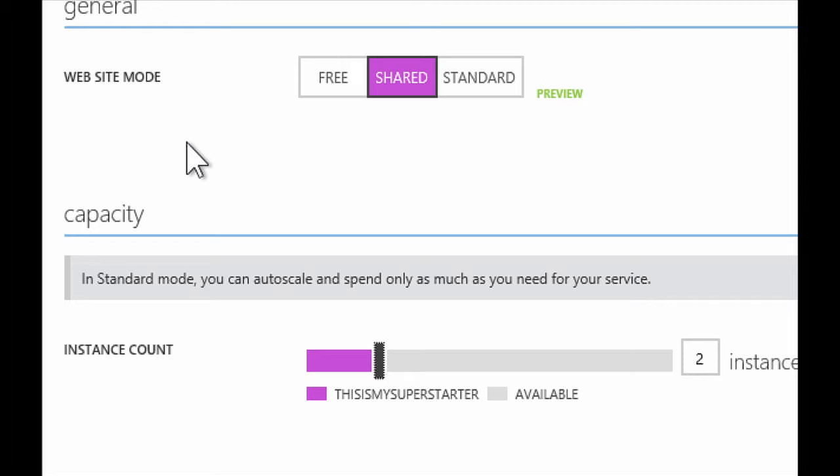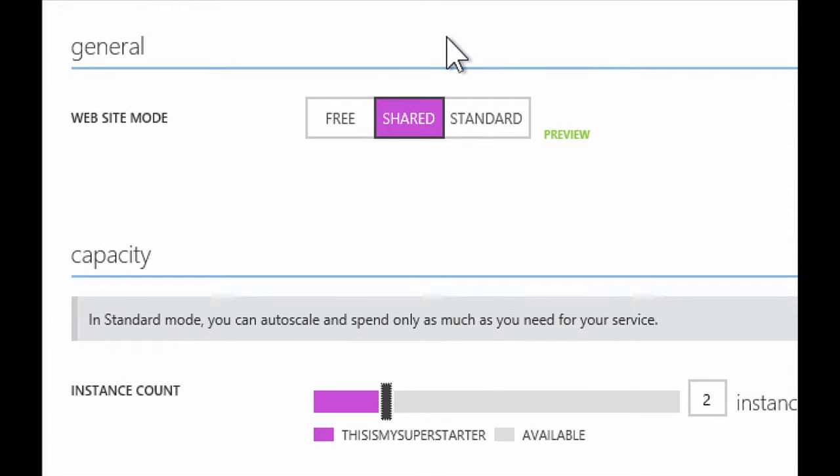Before you actually put that in real production, at least put it in shared mode, put it on 2 instances, and make sure that you don't have any accidental gotchas running around in your app that are going to fall apart when you're running on more than one machine. That is actually a really good tip.